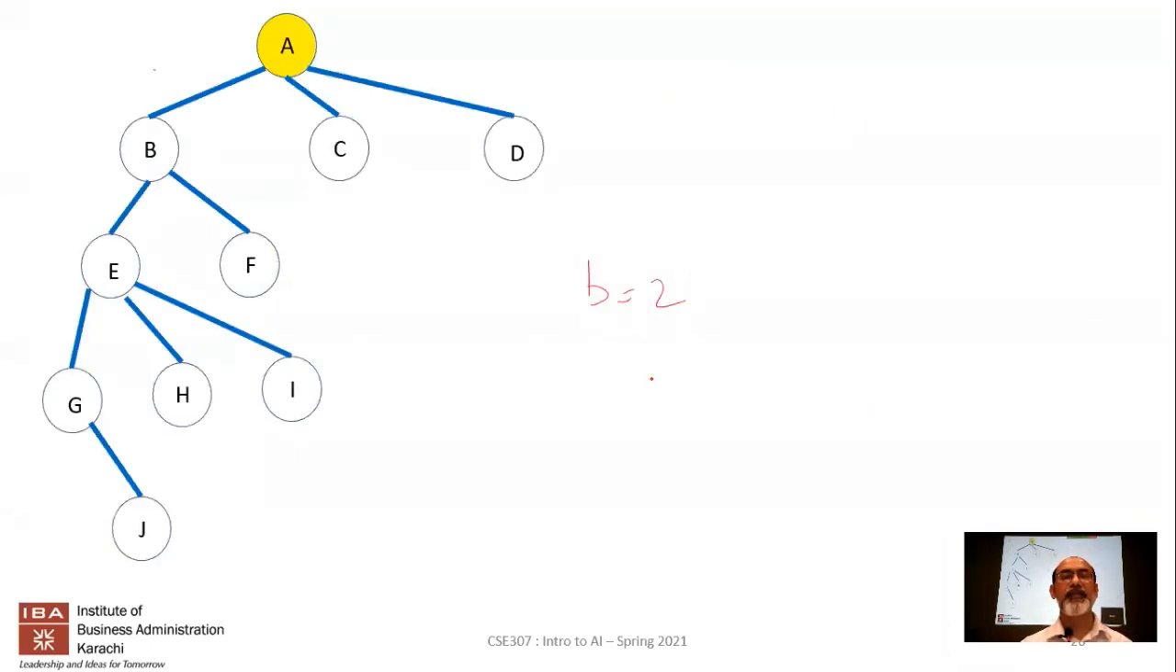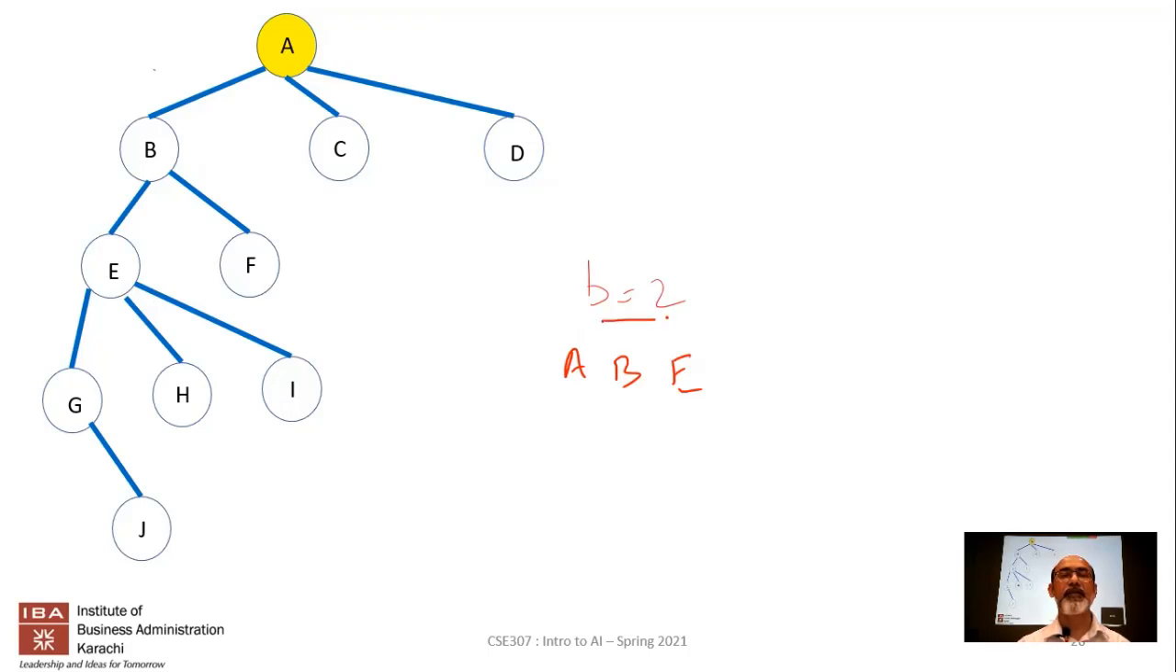Let's take a look at another example. Let's say B is equal to 2 over here. You would start off with A, and then you'd go to B. What would you do next? You'd go to E. Now what you're doing is applying the algorithm at every level. So at B, where would you go? After B, E, and then?